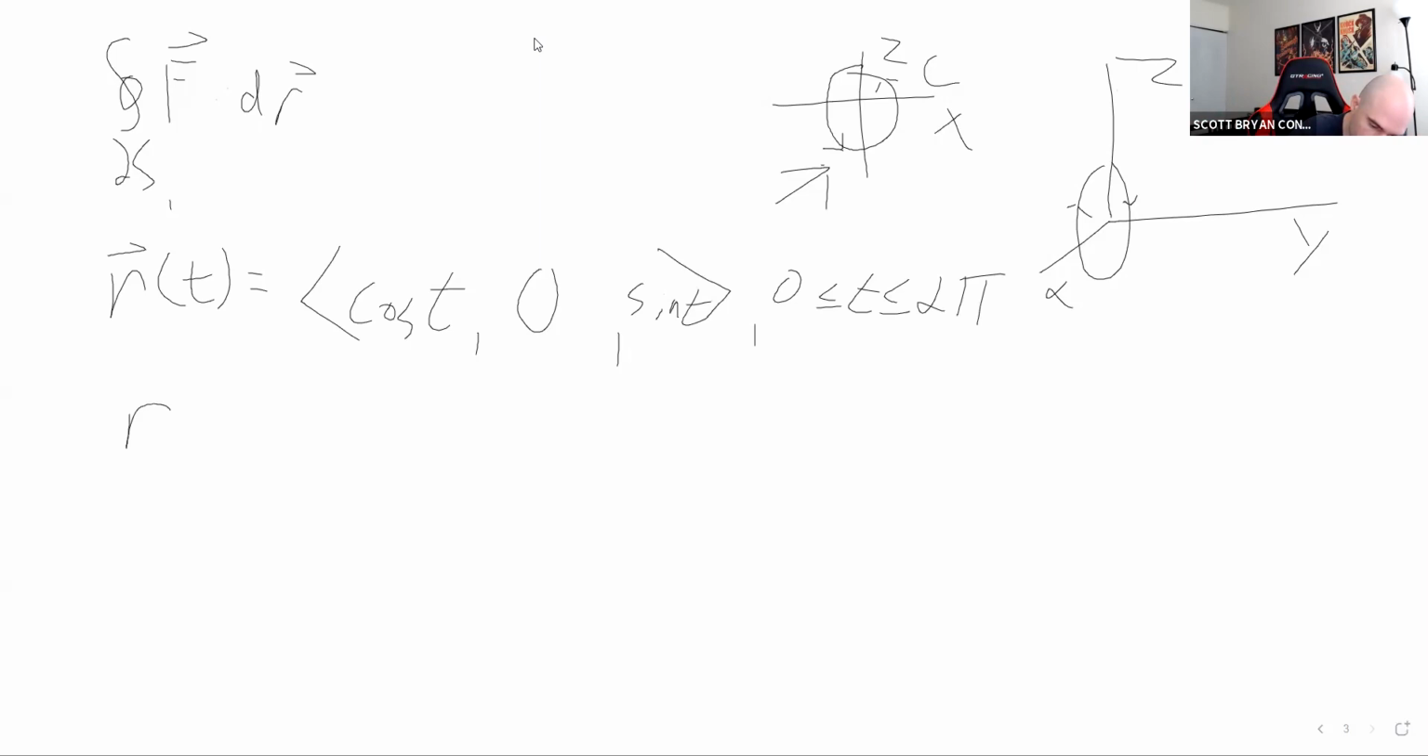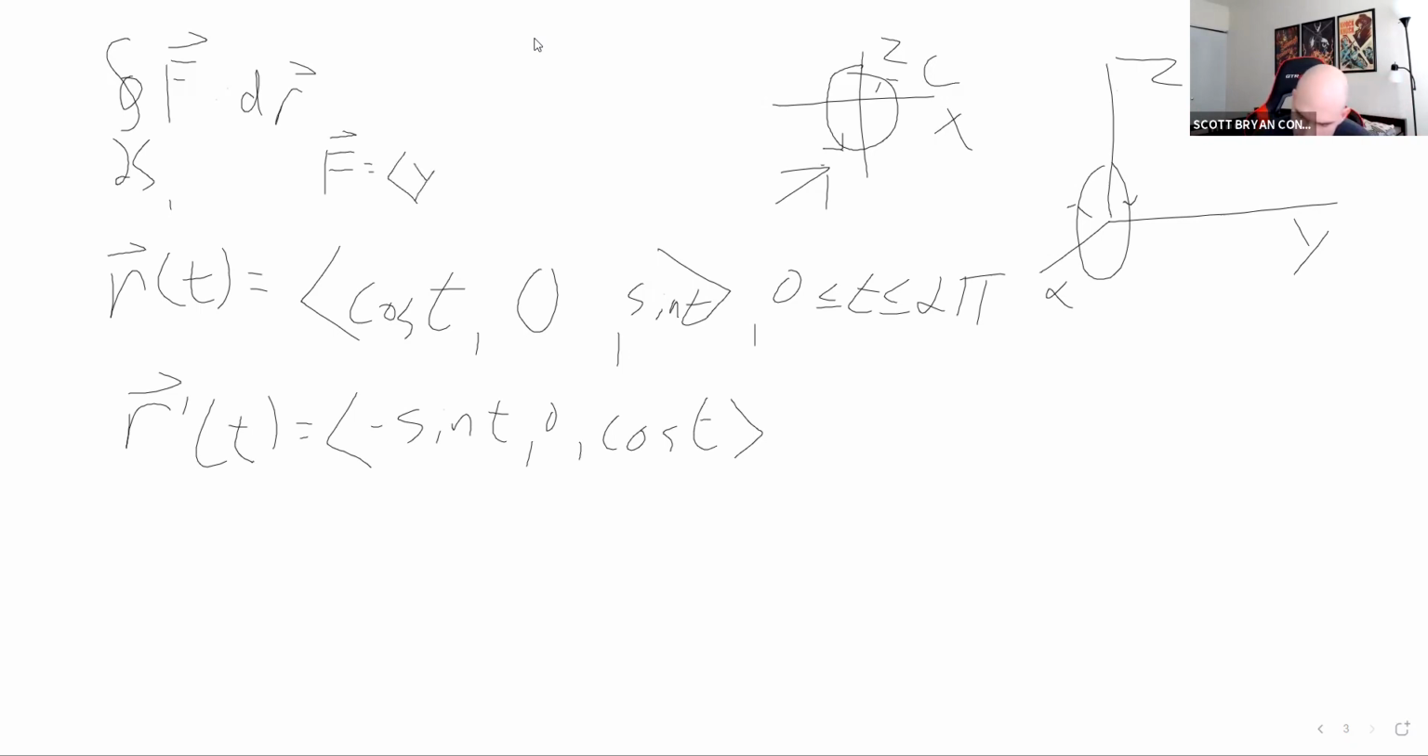So that's our parameterization. Since we're integrating a vector field, we're going to need r prime of t. So r prime of t is just going to be negative sine t, 0, cos t. And just a reminder, F is going to be, I think, y plus c sine of xy, and then e to the xyz.